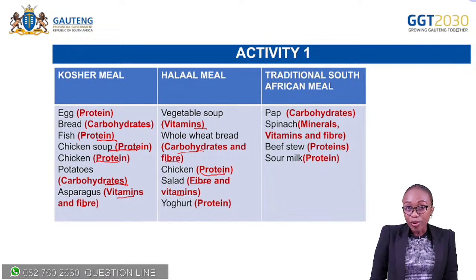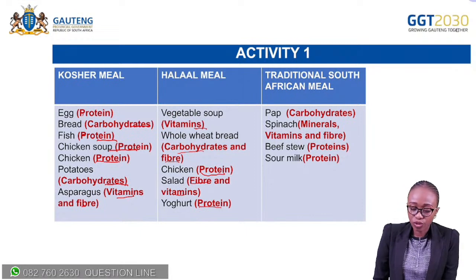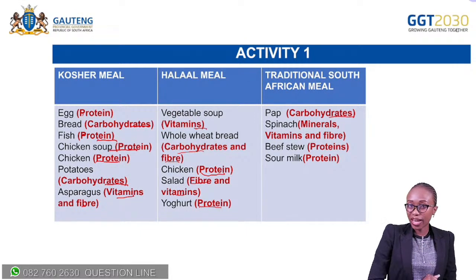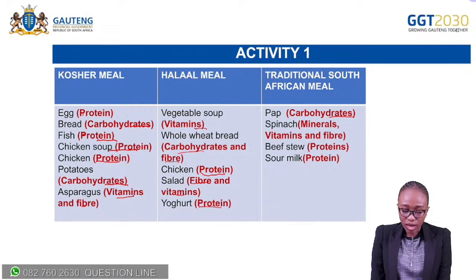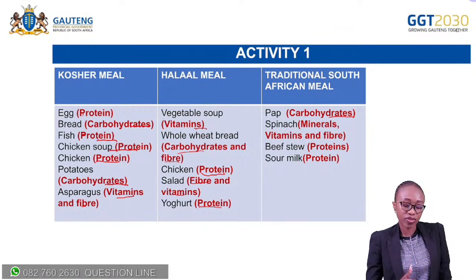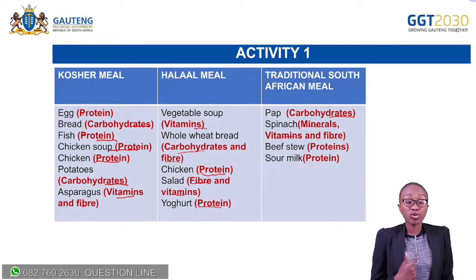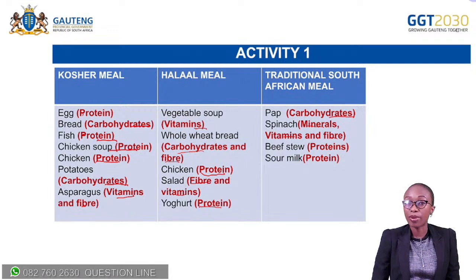Let's move on to the traditional South African meal. We had pap. Which nutrient is found in pap? Yes, if you wrote carbohydrates, you were correct. And which nutrient do we find in spinach? We find minerals, vitamins, and fiber. Remember, we said spinach is rich in vitamins. Spinach is also rich in iron. And we also find fiber. You see those twigs? And the chewiness of the spinach, that is the fiber that helps you with your digestive system.